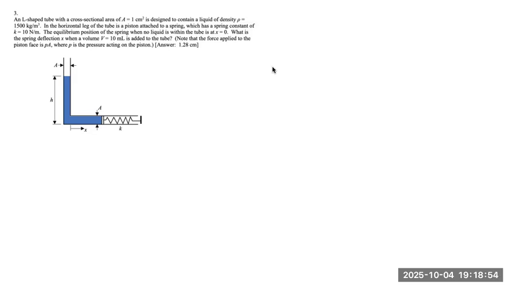Today we're going to go over this problem of fluid mechanics. And I'm going to read the problem statement first.